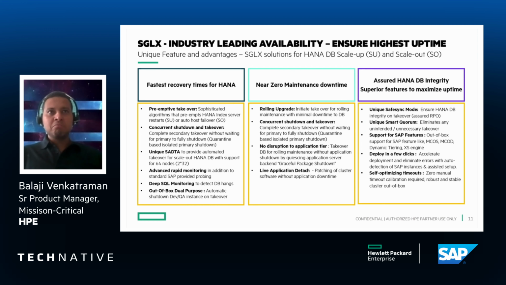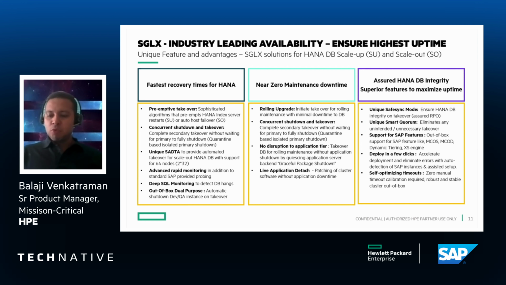And another unique feature that Serviceguard has is that Serviceguard will send notifications to your application tier when the database is going into maintenance, so that your application tier knows that the database is going down. It knows how to queue the requests that have gone to the application server, and it can gracefully handle the situation. So you don't have to manually go and shut down your application tier. It knows that there's a maintenance activity happening and it knows how to handle that gap. And finally, using live application detach, you can upgrade Serviceguard itself without any downtime.